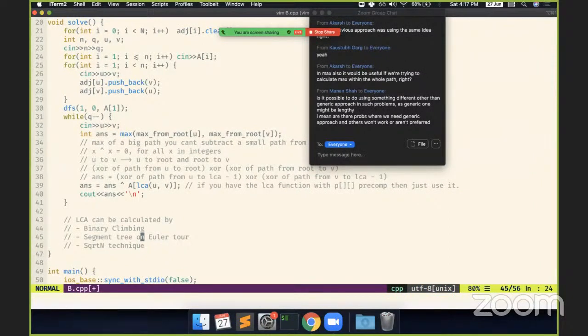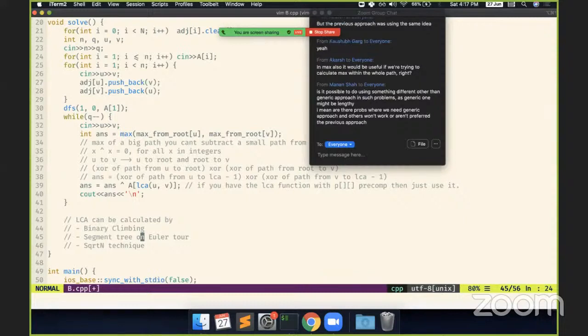What do you mean by generic approach? The previous one, is it? I don't get what you mean by the word generic. If you meant the previous approach, then yes, that approach is much more applicable. It will work on almost all path aggregate questions, whereas this approach was specific to XOR. Only in XOR can we exploit this XOR from root property.